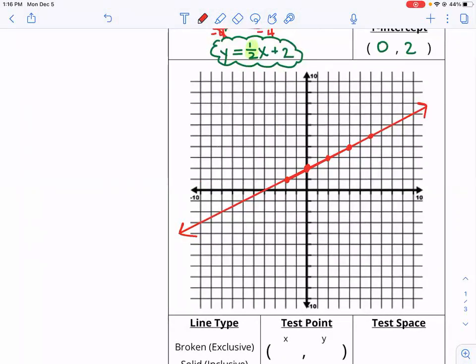Okay. Now, let's go back up to the fact that we have an inequality.